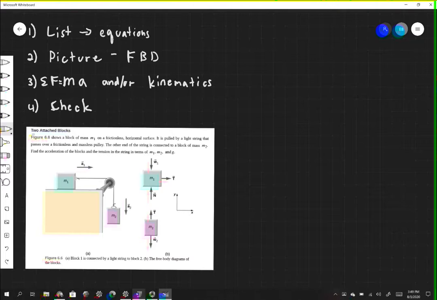So what we have here is 2 attached blocks. Block number 1 is attached to block number 2 through this rope that goes over a pulley. They're both accelerating at these accelerations, and we are asked to find what is the acceleration of each of the blocks and what's the tension in the string in terms of M1, M2, and G.